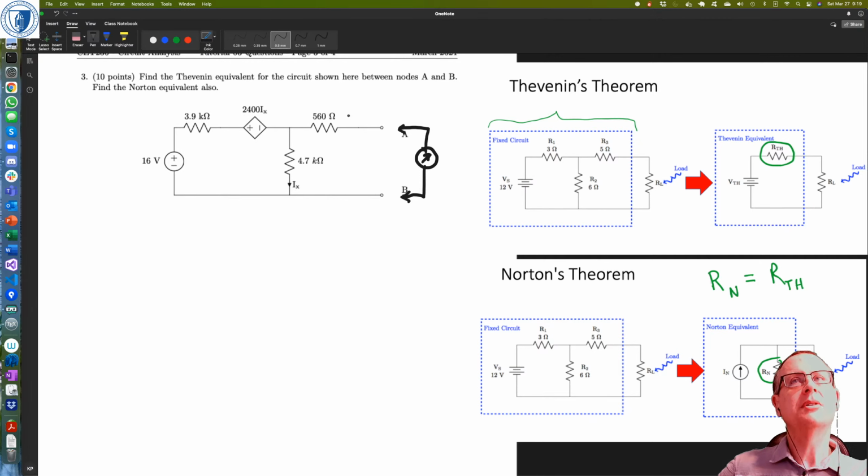Because it's open circuit, there's nothing flowing through this resistor. There's no current flowing through this resistor. So that voltage is the same as the voltage here. Right?